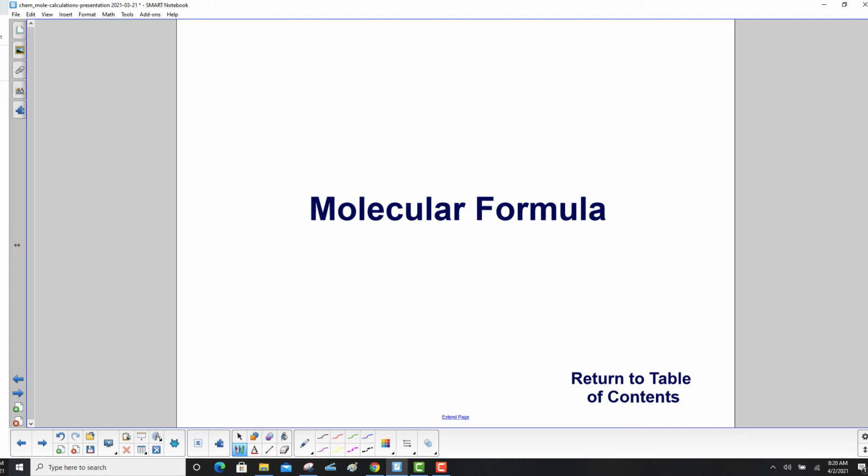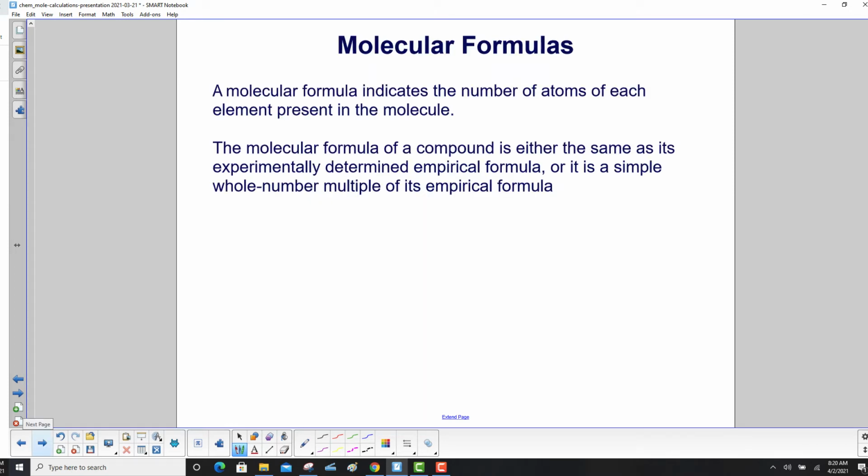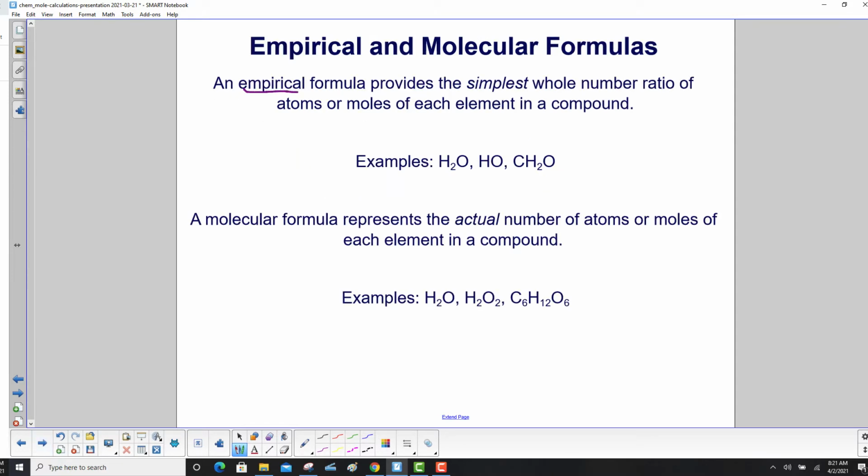Molecular formula. A molecular formula indicates the number of atoms of each element present in the molecule. The molecular formula of a compound is either the same as its experimentally determined empirical formula, or it is a simple whole number multiple of its empirical formula. An empirical formula provides the simplest whole number ratio of atoms or moles of each element in a compound. Examples would be H2O, HO, and CH2O.